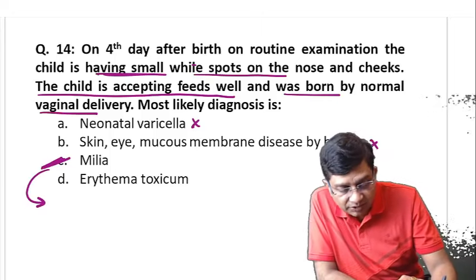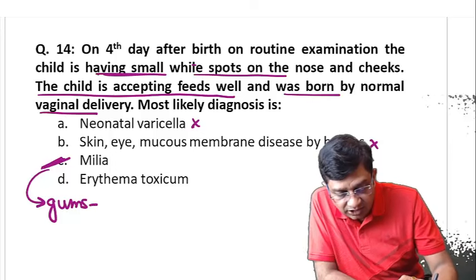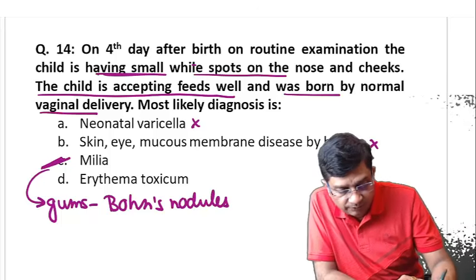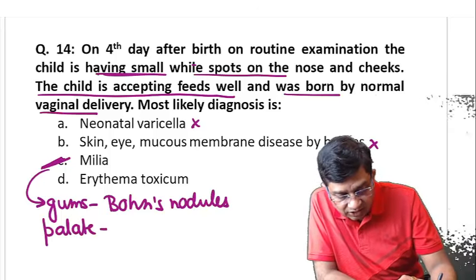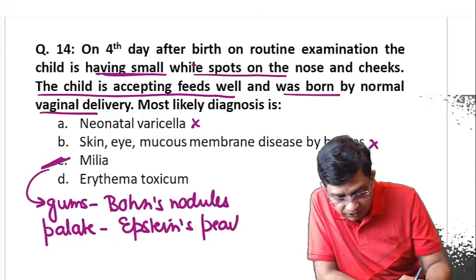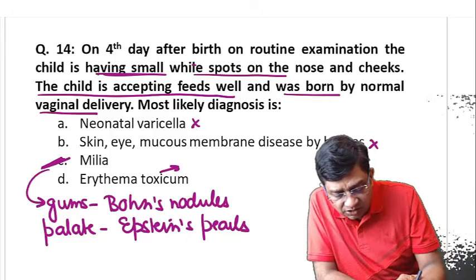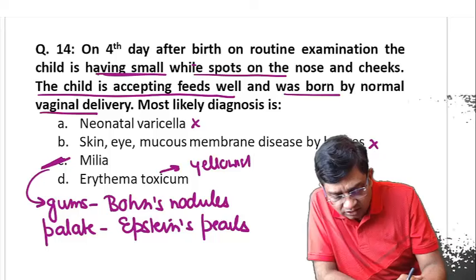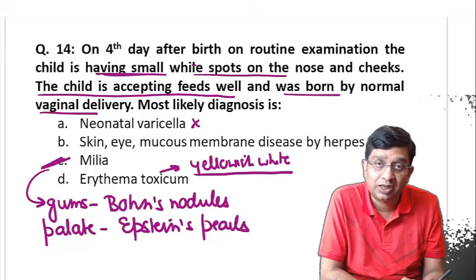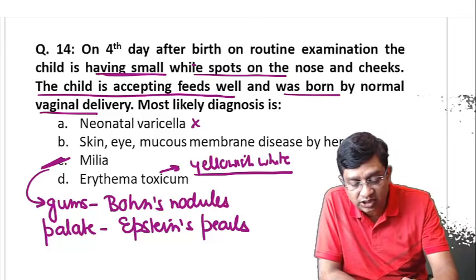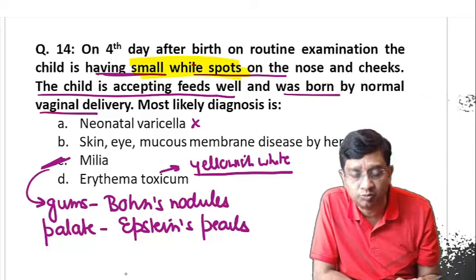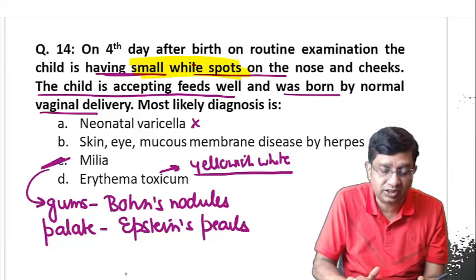If milia is present on the gums, it is called Bohn's nodules, and if it is present on the palate, it is called Epstein's pearls. Erythema toxicum is somewhat yellowish white and does not affect the palms and the soles, but this is not just like white spots. So white spots on the nose and cheeks are a very common finding seen in the newborn, and this is most likely milia.